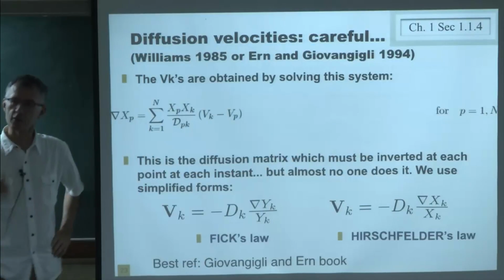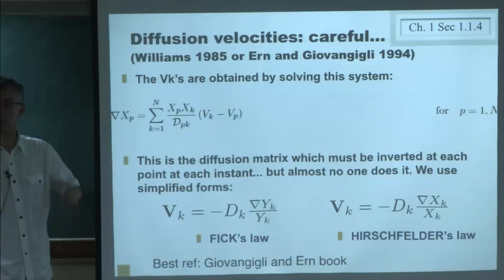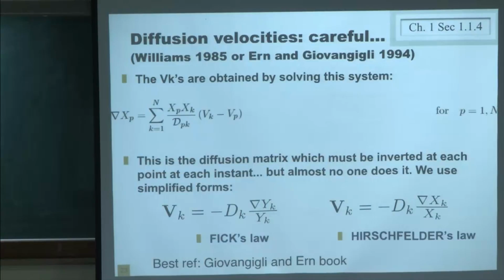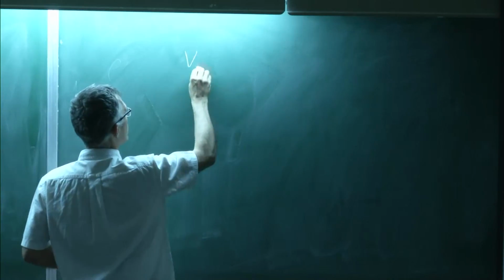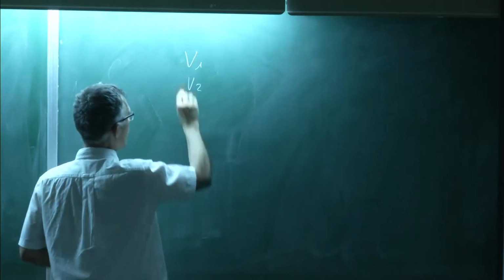But this is complicated because it's not an explicit expression for Vk, so it's actually what we call a matrix. If you want to write this in another way, you see that at each point of the flow, you're going to have to write the diffusion velocity of species 1, of species 2, of species n.